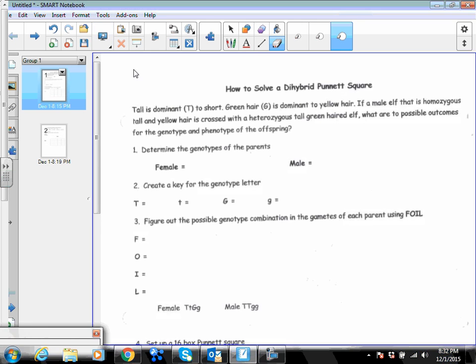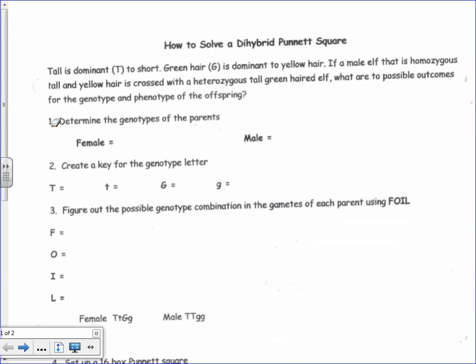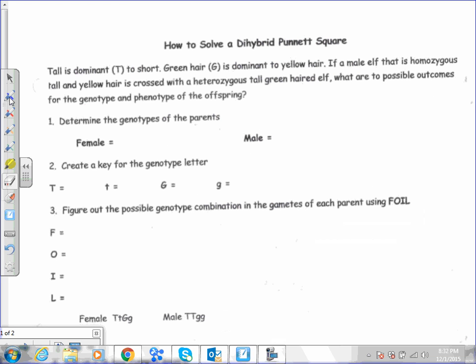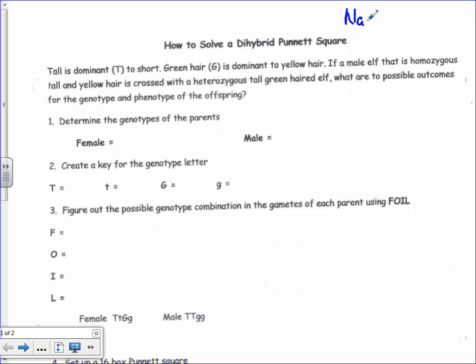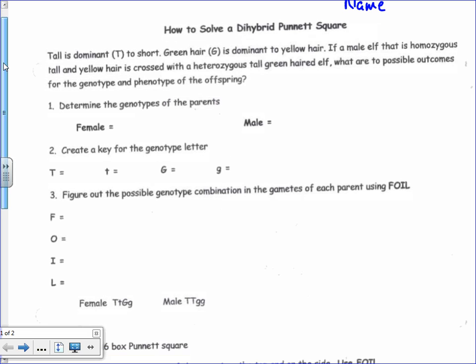Howdy students, this is Miss M yet again, and today we are looking at how to solve a dihybrid Punnett square. So the first thing I want you to do is put your name at the top of the paper. Now let's read the problem.